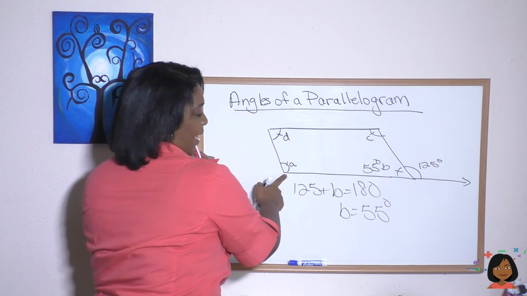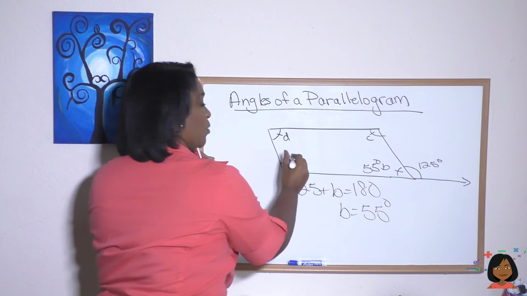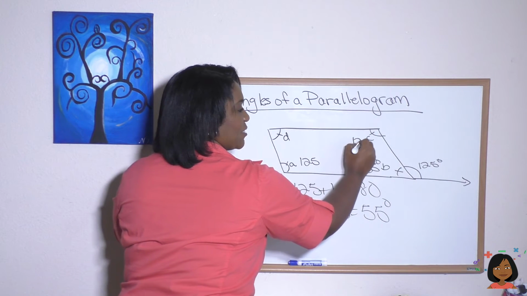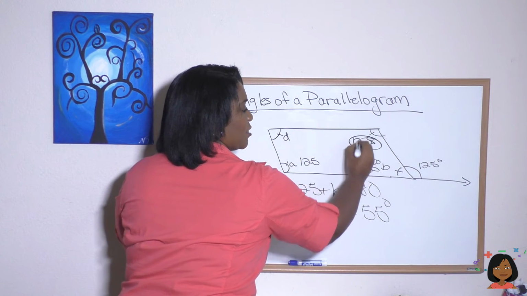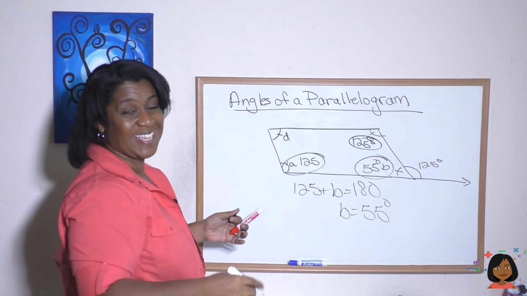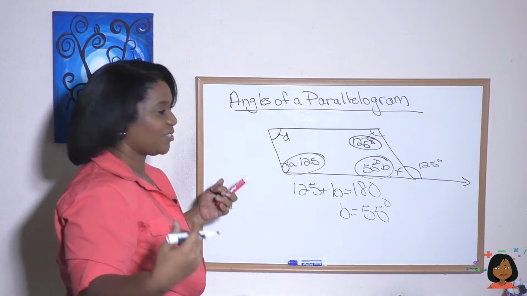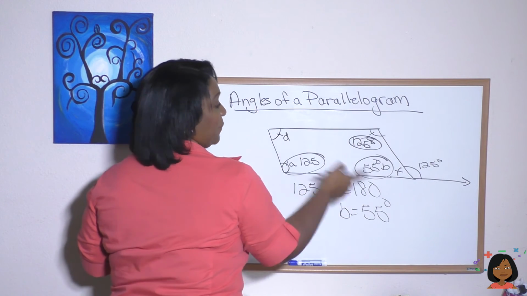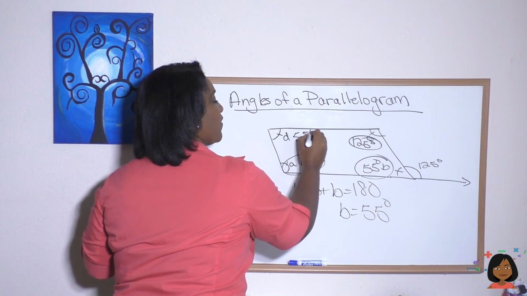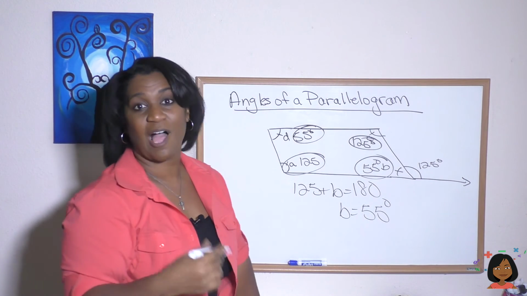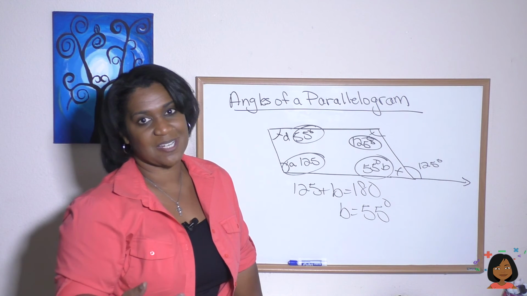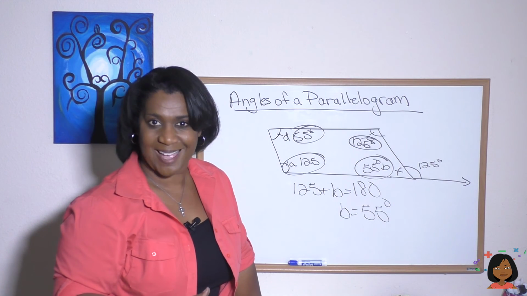So to B, A is adjacent, which means that it will equal 125. And also C is adjacent, which means it will equal 125. And what about D? We know D is a non-adjacent angle, so it equals angle B. B and D equal each other. So this one is 55 degrees. Okay, as long as you use your rules for a parallelogram, adjacent angles, non-adjacent angles, you are all set.